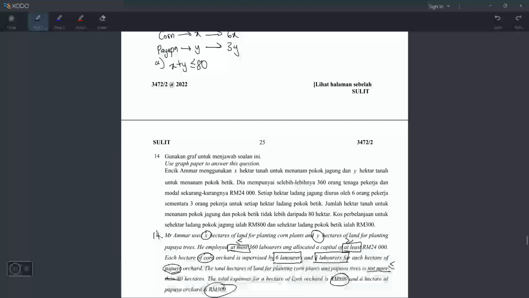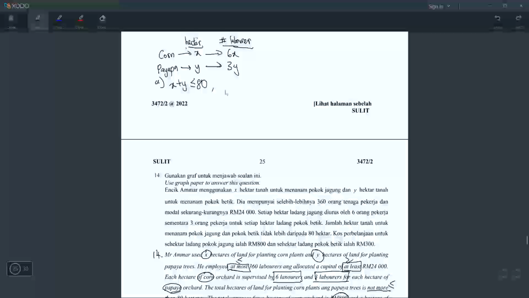And then comma, the next inequality will be what? It will be the laborer one, because the laborer just now they say at most 360 laborers. So we can write what? 6x plus 3y. And then they say at most 360, right? So smaller sama dengan 360. And if can kecilkan, you have to kecilkan. Bahagi 3, bahagi 3, bahagi 3. Like this, right?